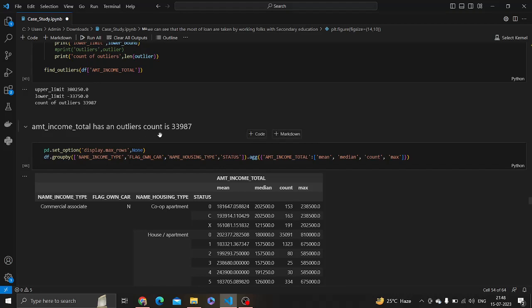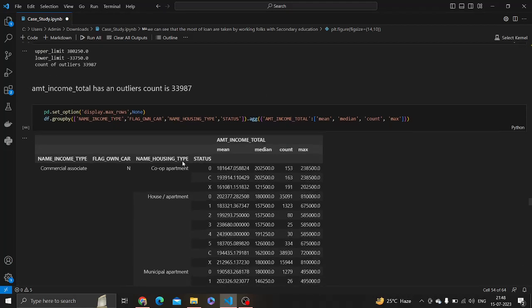And the outlier count: the value of that 5 lakh record is 3 lakh, sorry, 33,987.